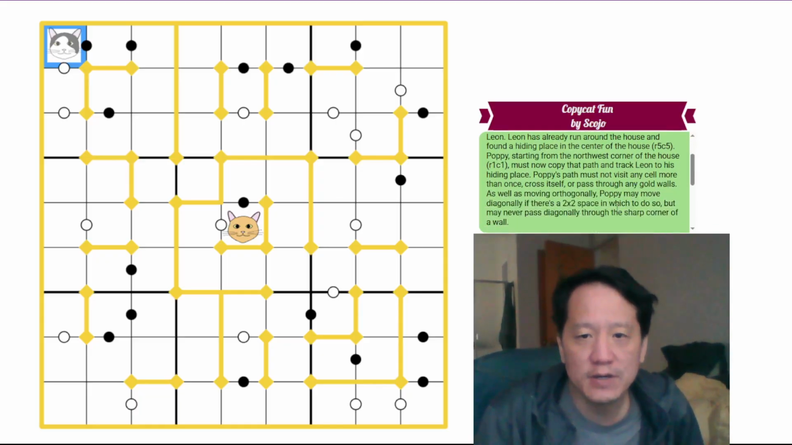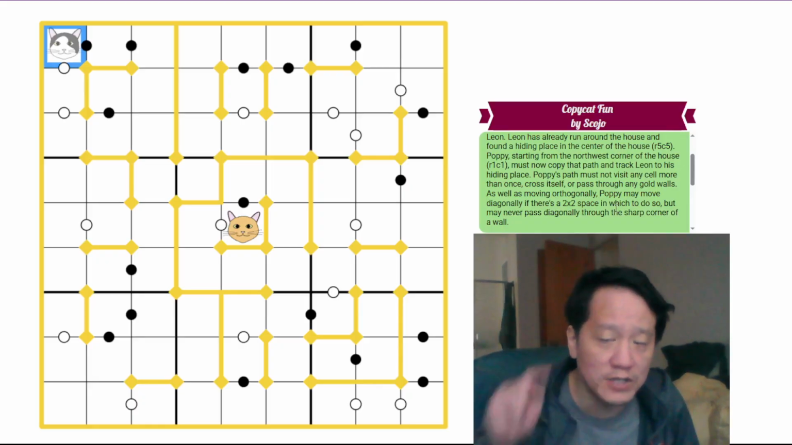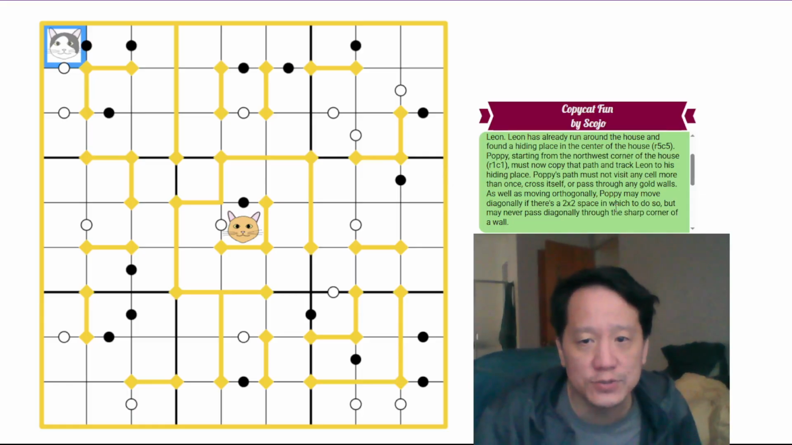Poppy's path must not visit any cell more than once, cross itself, or pass through any golden walls. As well as moving orthogonally, Poppy may move diagonally if there is a 2 by 2 space in which to do so, but may never pass diagonally through the sharp corner of a wall.